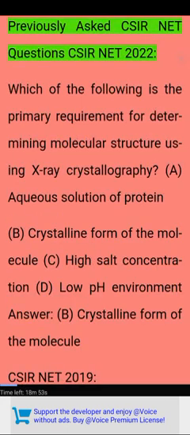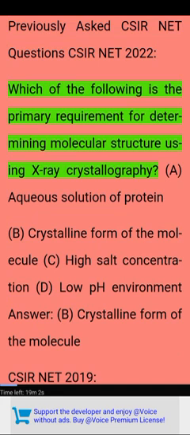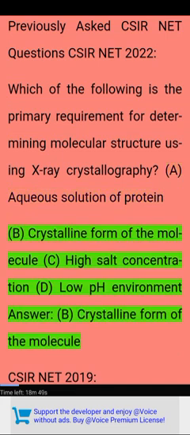Previously asked CSIR NET question, CSIR NET 2022. Which of the following is the primary requirement for determining molecular structure using X-ray crystallography? A. Aqueous solution of protein. B. Crystalline form of the molecule. C. High salt concentration. D. Low pH environment. Answer: B. Crystalline form of the molecule.